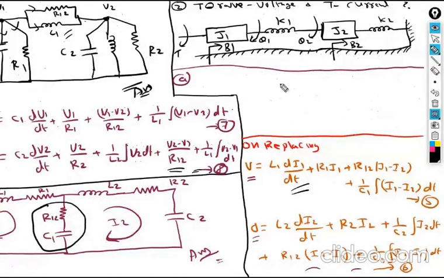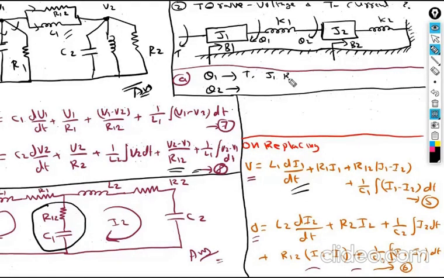Now if you observe this given problem, please try to solve. How many variables are there here? There are two variables. First is theta 1. Next is theta 2. And the common element is between theta 1 and theta 2. What are the elements related to theta 1? One is torque, another one is J1, another one is B1. And for theta 2, J2, B2 and K2. What about K1? K1 is common between theta 1 and theta 2.